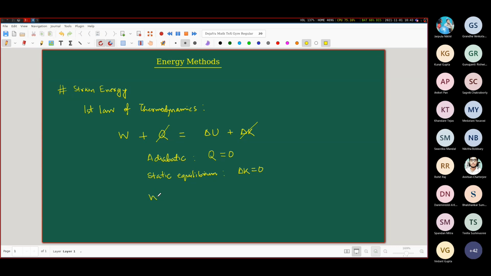So we are left with W is equal to delta U under the conditions that the process is adiabatic and all the changes are taking place in a quasi-static fashion. So work done on the mechanical system as it undergoes a process will result in the increase of the internal energy. Now we are going to connect this strain energy to this internal energy.